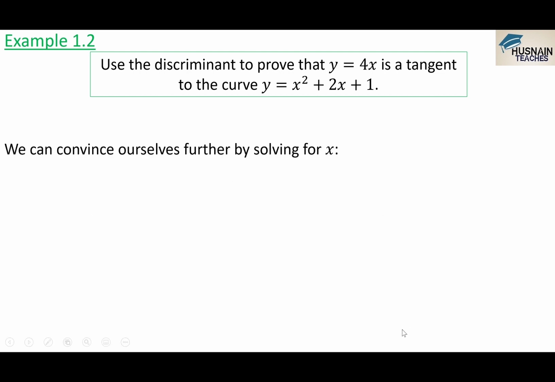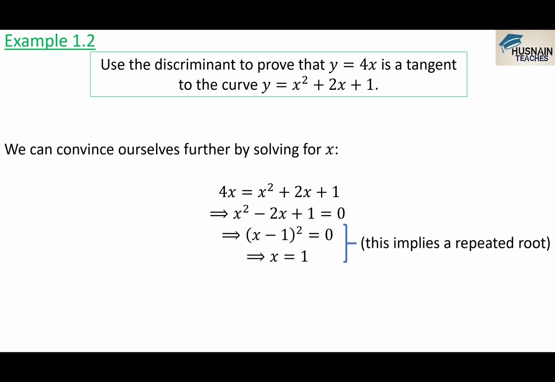If you want a bit more convincing, what we can say is that let's take this equation again. Let's now set one side equal to 0. Let's factorize. And of course, we get x equals 1 by taking the square root. This implies a repeated root, because there's only one solution here. We literally can see the one solution. It's just 1, and that's it, nothing else.